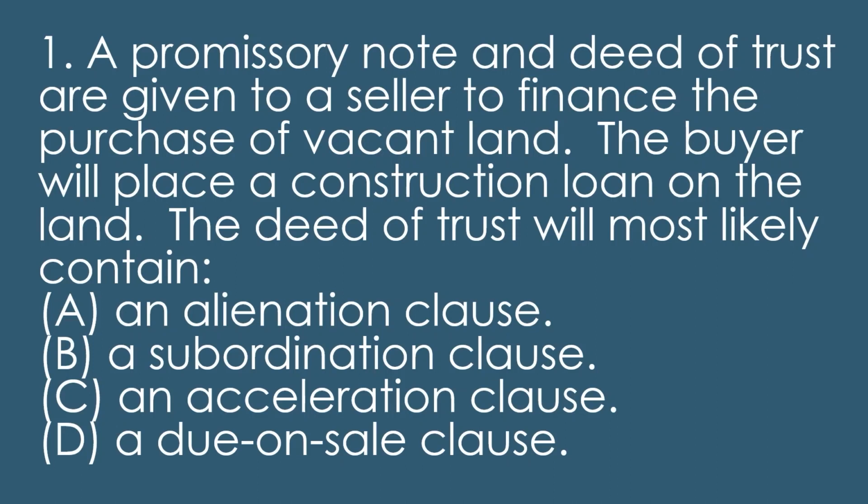then they would want to be first in right, or in first position, because as you know, the rule is first to record is first in right. So on the seller carry loan, that would have been the first one to have been recorded. The construction loan would have been in the latter position. The construction loan does not want that. They want to be able to be in the first position, so they want to be able to switch with the seller carry. To do so, the seller carry deed of trust will most likely have a subordination clause. So the best answer is B, subordination clause.